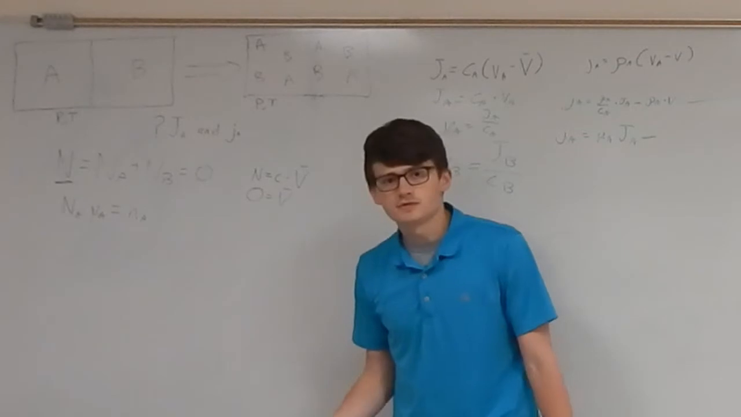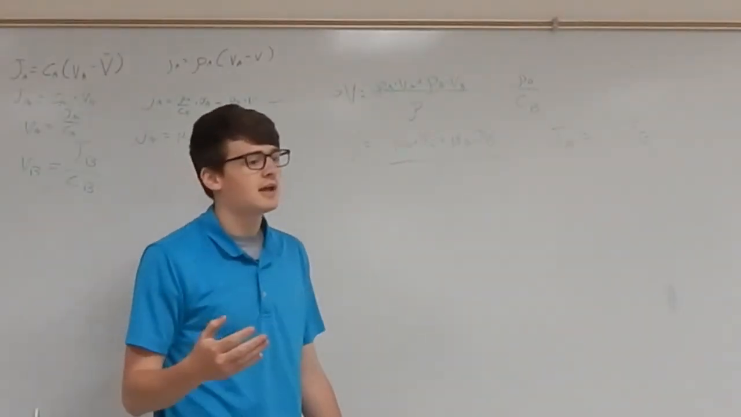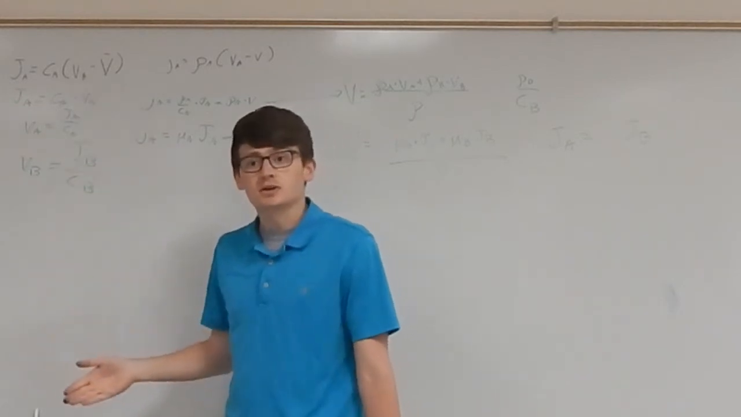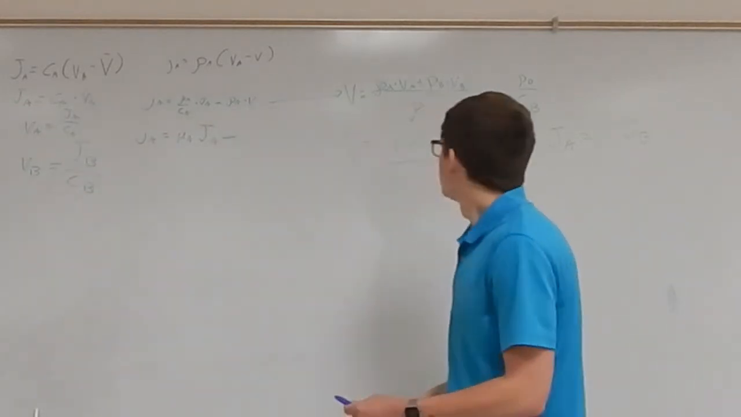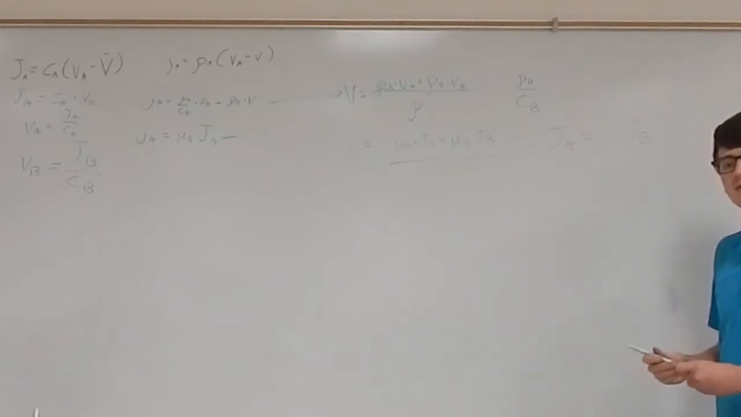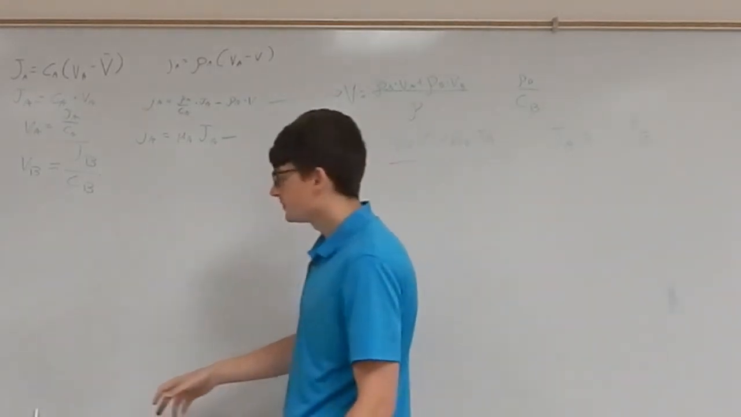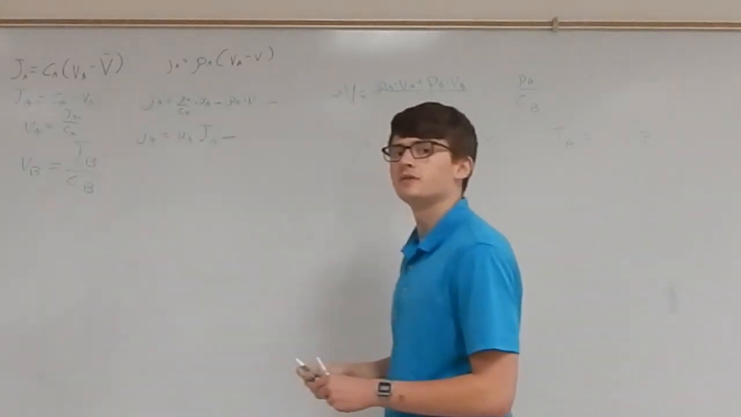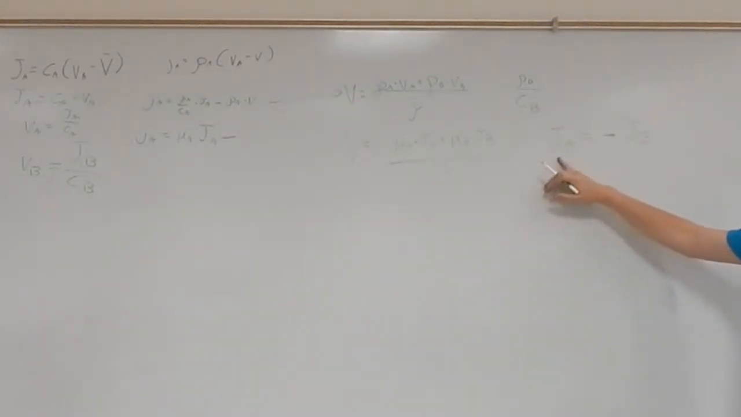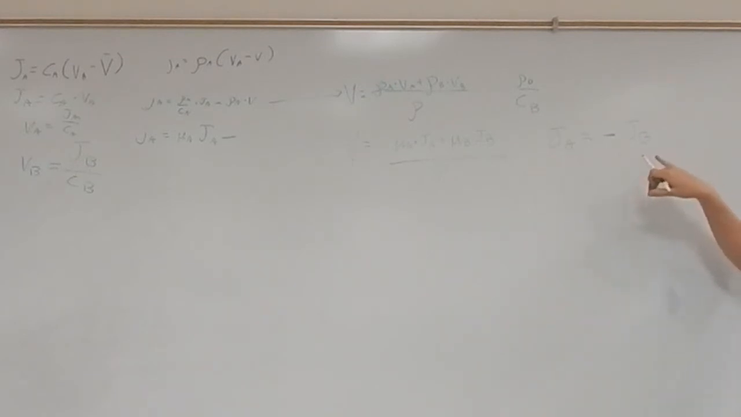Well, the diffusion flux is going to work the same way. We know that because we can look at the definition. It's going to work the same way. So the molar diffusion flux of A is going to be the opposite of the molar diffusion flux of B, or molar diffusion flux of A equals negative molar diffusion flux of B.